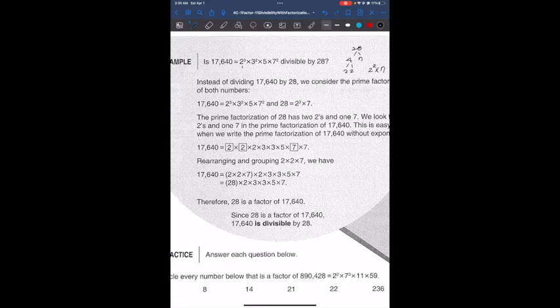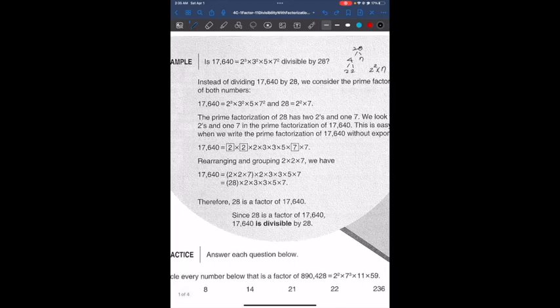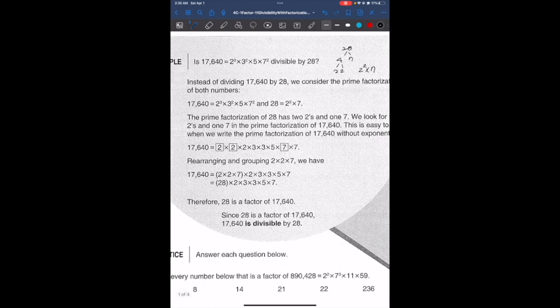That does exist since we have 3 2's involved. So that means that 2 2's are involved, and also 1 7 is involved. And so that means that 17,640 is divisible by 28.